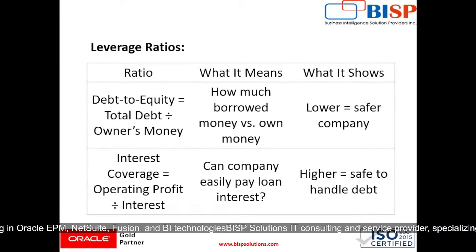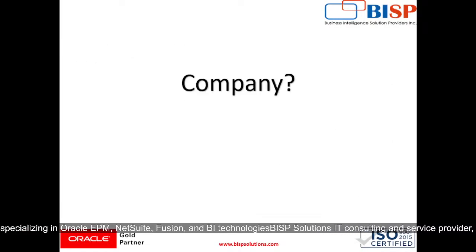Then leverage ratios. The first ratio is debt to equity, where total debt is divided by owner's money, which means how much borrowed money versus own money. What it shows: lower means a safer company. Interest coverage ratio is operating profit divided by our interest, which means can the company easily pay loan interest, and higher means it is safe to handle the debt.